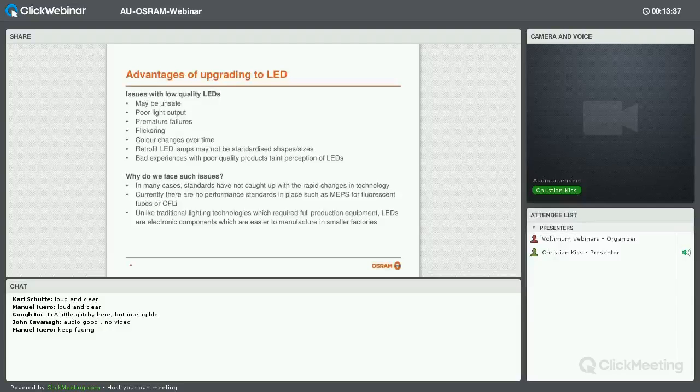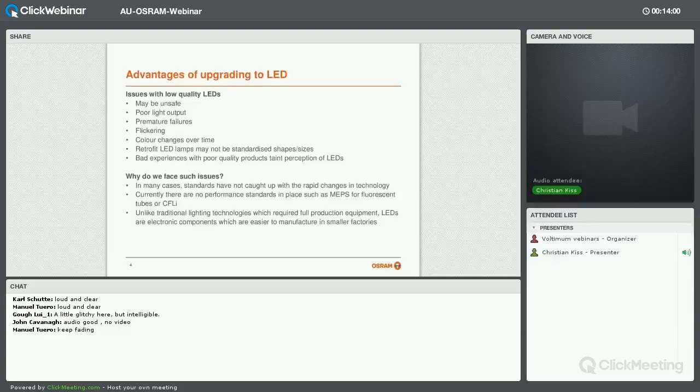Some products also have very poor light output. They're prone to premature failures. They may flicker. They can be color changing over time or color shifting over time, so they may start off looking okay, but they degrade very quickly because of a poor thermal design or using very cheap low-grade LED chips.